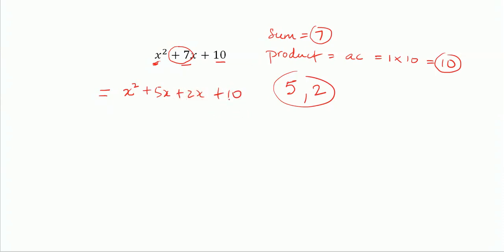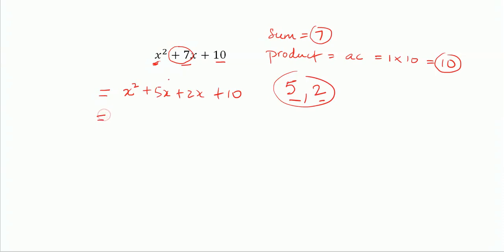Just to recap what we did. We looked for two numbers that have a sum of 7, which is the coefficient of x, and a product of AC, which in this case was 1 multiplied by 10. So the sum is 7 and the product is 10, and the two numbers we were looking for are 5 and 2. The next step is to remove the middle term and write it as 5x plus 2x. We got the 5 and the 2 from this.